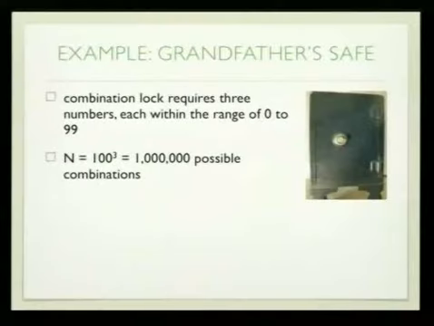That then tells us what n is, the total number of possible combinations. If there's 100 options for each number and there's 3 numbers, it's 1 million possible combinations, and so you've got your work cut out for you.